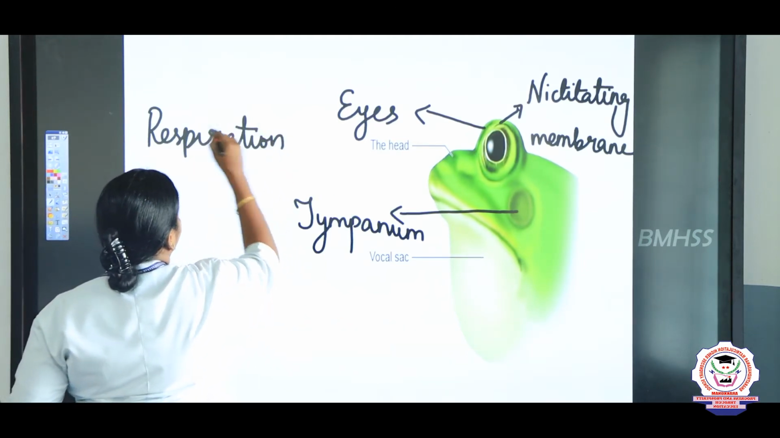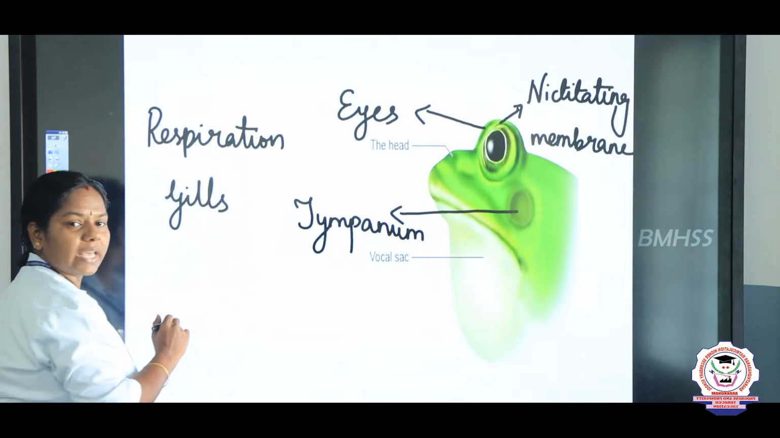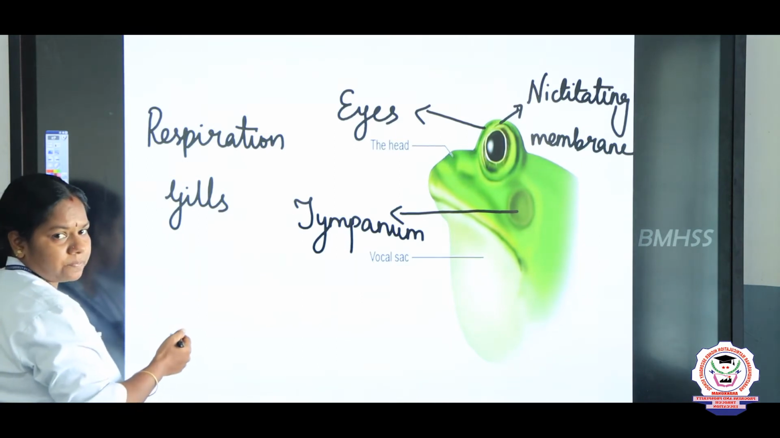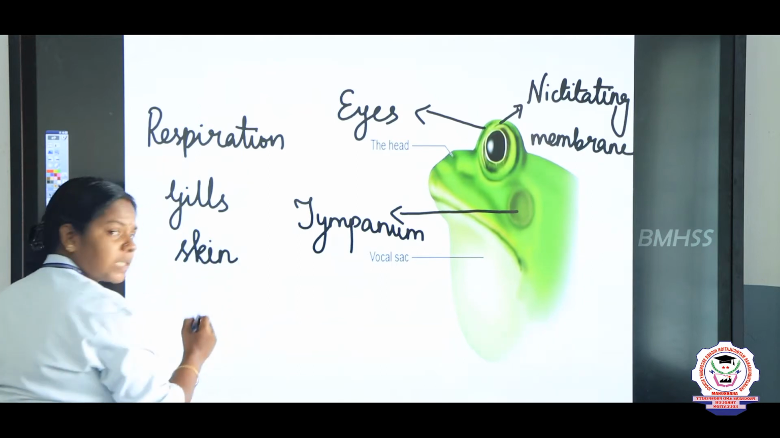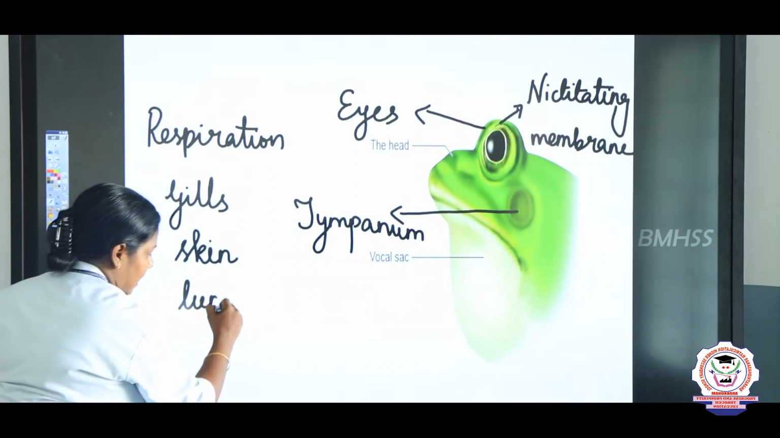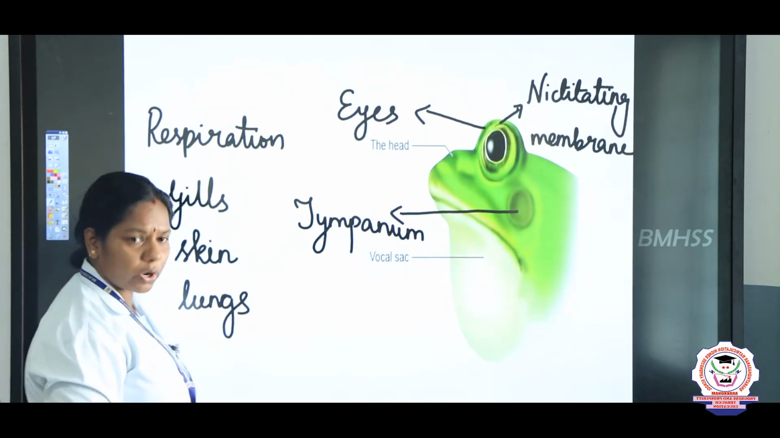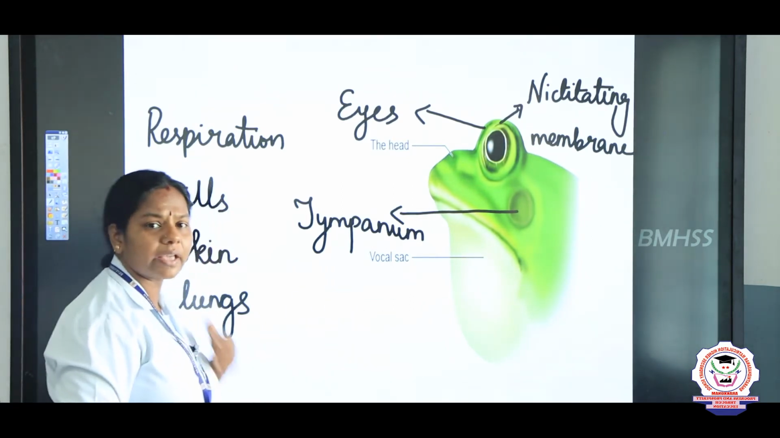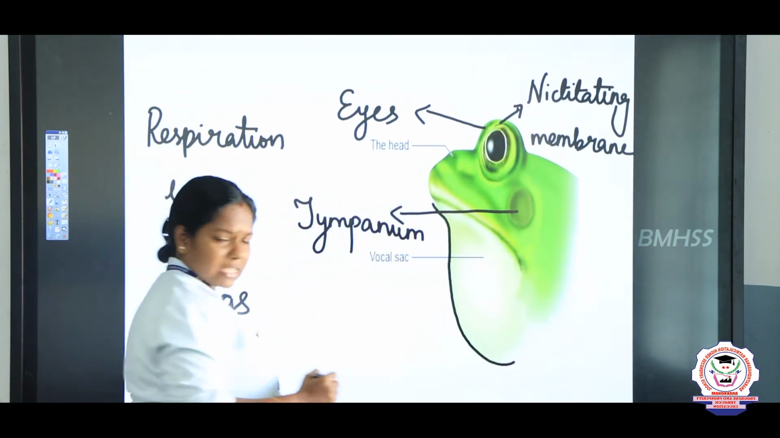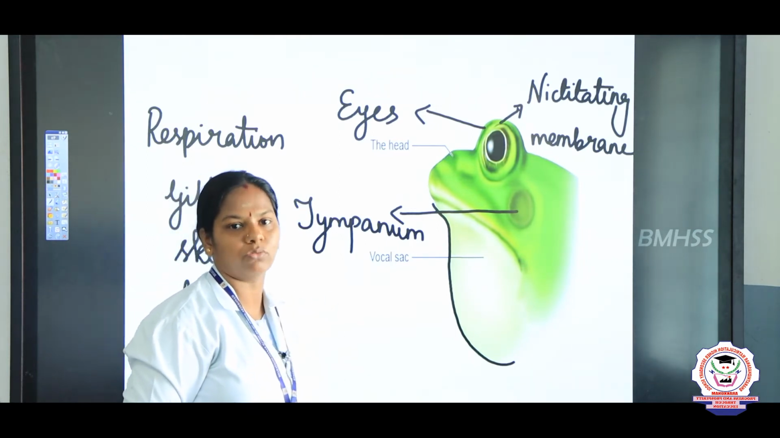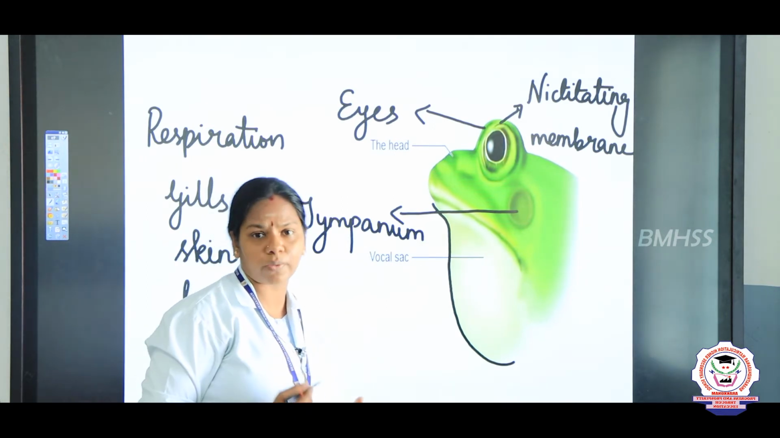Now we can see about respiration. Respiration takes place through the gills when the frog is in the tadpole stage, and sometimes respiration also takes place through the skin, and some respire with the help of lungs. So these are the respiratory organs. The frogs also possess vocal sacs, which help in producing the croaking sound to attract the female. And the frogs show sexual dimorphism.